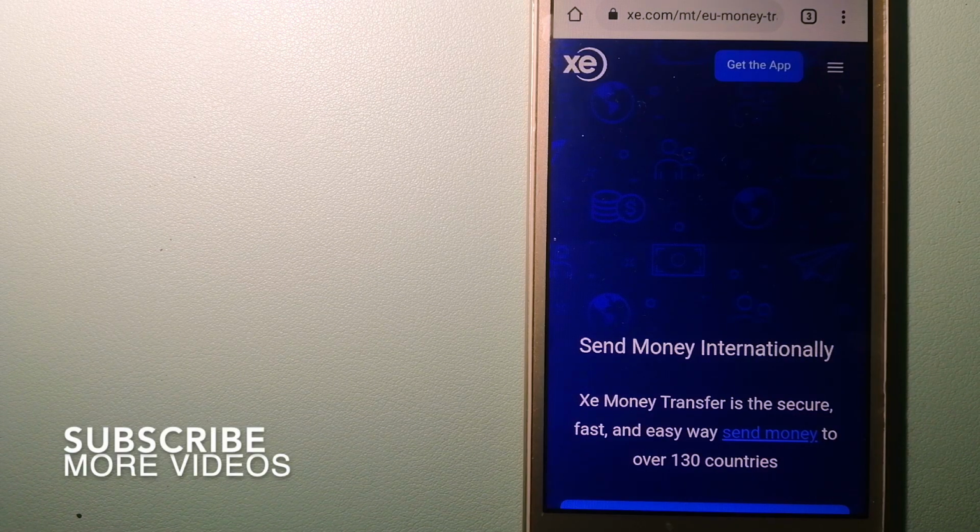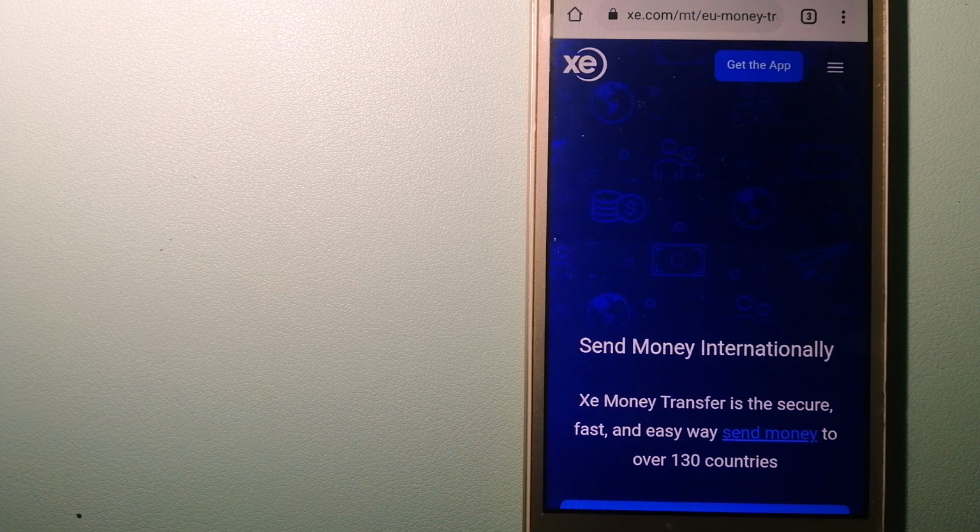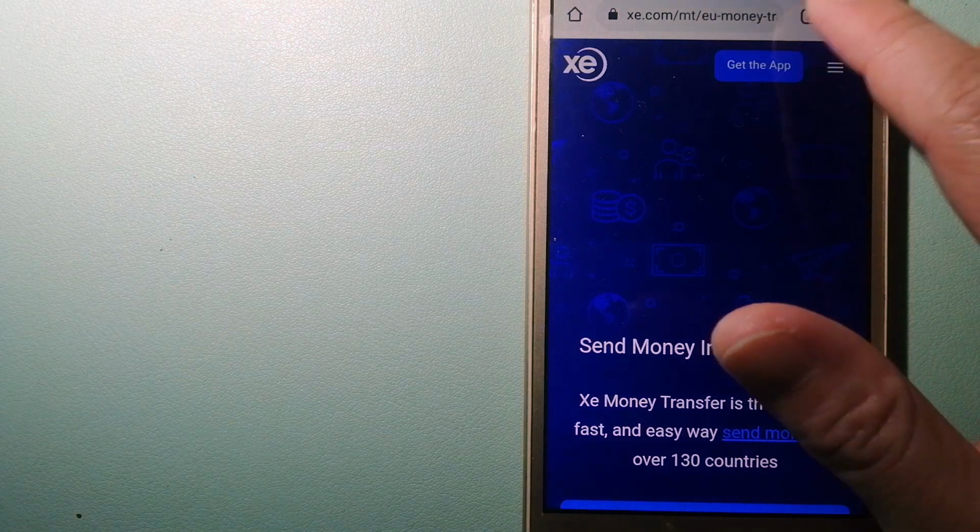Our first option is the XE Money Transfer. This is an online money transfer company that offers a cheaper and faster way to send money internationally. As a trusted and seasoned name in foreign exchange, they could be a good option for your international money transfer. Founded in 1993, they have been dealing in foreign exchange for a long time. The fact that they don't charge transfer fees or have a minimum transfer amount makes them quite attractive. And to know more about XE Money Transfer, just check the video description.